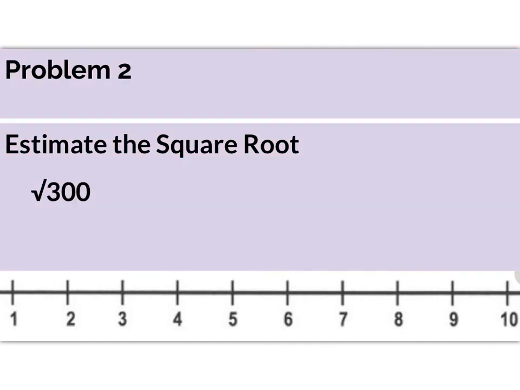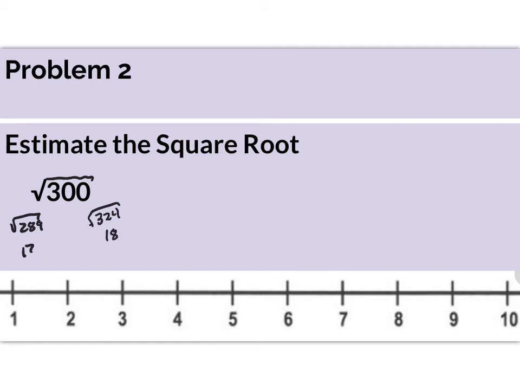Let's look at the problem. So estimate the square root of 300. So what do we know? We have to look on our multiplication charts or our square root charts. And we know that the square root of 289 is under 300, which is 17. And then what's to the right of 300? 324 is the next one. And the square root of 324 is 18.